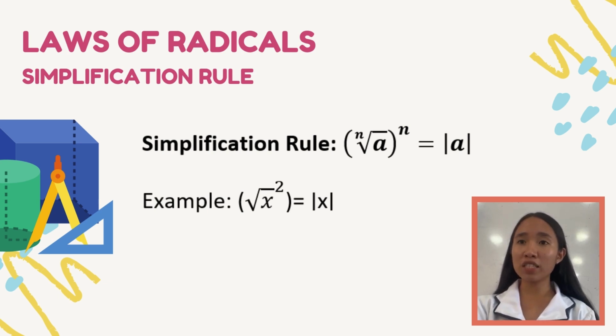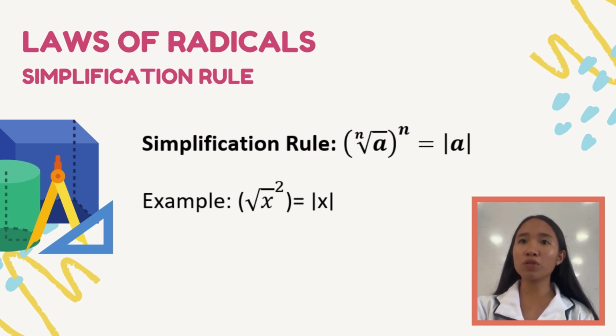Now, let's proceed to the simplification rule. This rule helps us simplify expressions when the power outside the radical matches the index of the root. It tells us that if you raise the nth root of a to the power of n, where n is the index of the root, the result is the absolute value of a. For instance, if we have the square root of x raised to the power of 2, using the simplification rule, we get the absolute value of x. This rule is useful because it helps us eliminate the radical sign when the power matches the root's index.